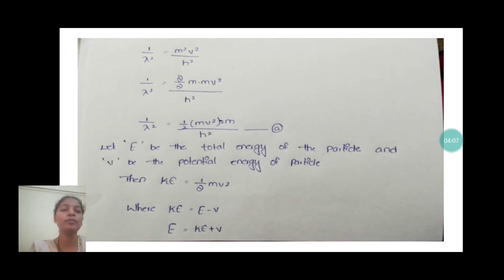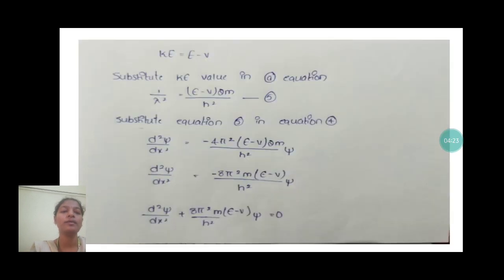Let E be the total energy of the particle and V be the potential energy of the particle. Then kinetic energy equals half mv square. Since E equals kinetic energy plus V, the kinetic energy equals E minus V. Substitute the value of kinetic energy in the above equation. 1 by lambda square equals E minus V into 2m by h square. Write it as equation 5.